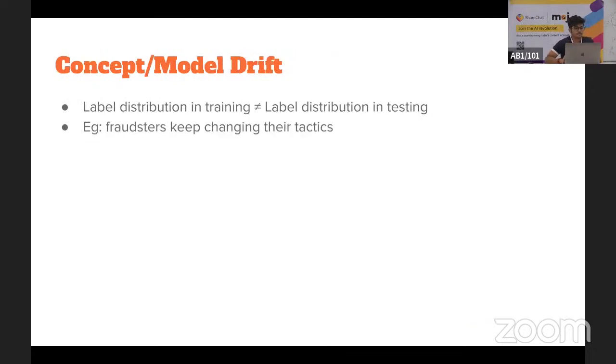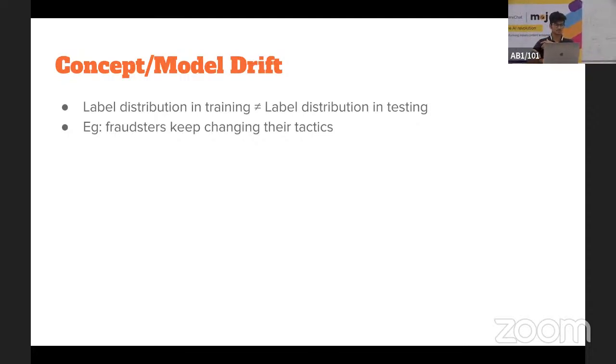Concept drift. Just like data drift, where we assumed the distribution of input data changes with the current input data, in model drift we check whether the distribution for the label, the y variable in training data, has changed in the current setup. So that's what model drift checks for. For example, fraudsters keep changing their tactics. So previously, what was the distribution has changed to something else, right?